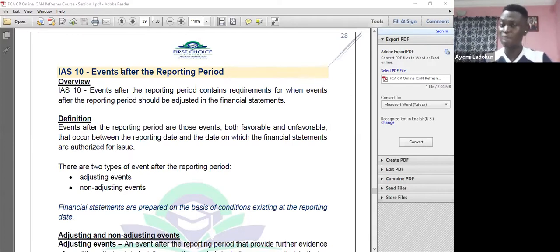Okay, so what does that mean? I have to go back and adjust. That's why they call it an adjusting event. I have to write off that money. I have to credit my receivables and debit bad debt or debit my profit as the case may be, because I cannot recover the money again. So it provides further evidence of conditions that already existed at the balance sheet date. So according to IAS 10, an adjusting event will require the figures in the financial statements to be adjusted for.